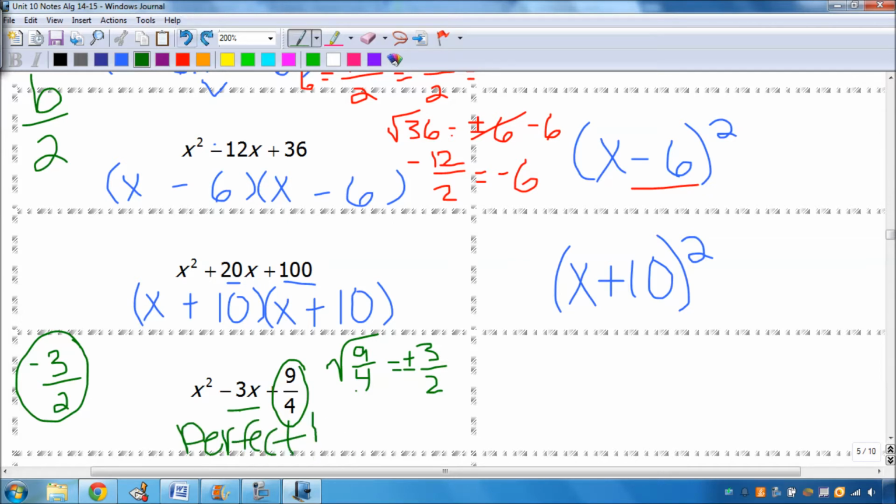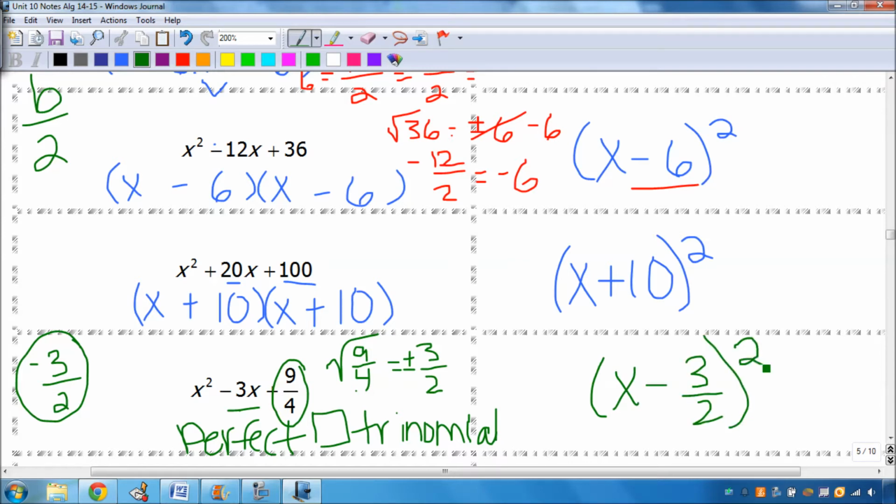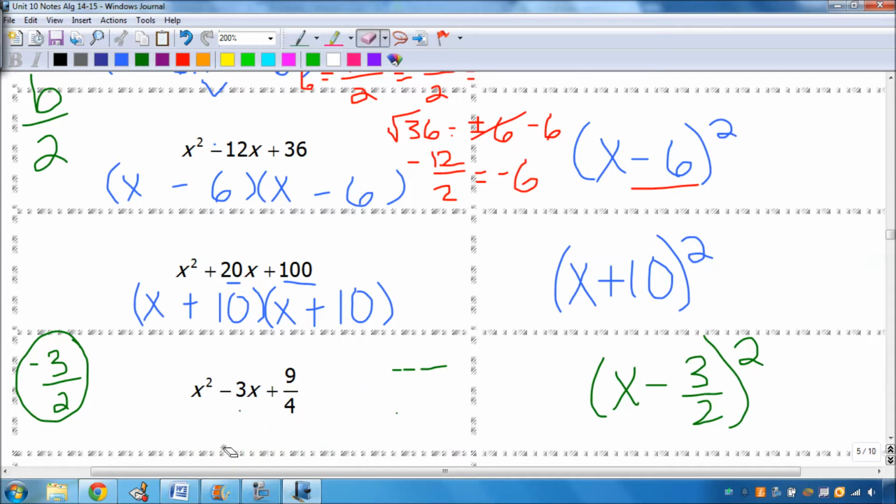It's a perfect square trinomial, so it works, which means that when I factor it, I'll end up getting x minus 3 over 2 quantity squared. Okay, let's just double check to make sure that it works. So I'm going to take x minus 3 over 2, and then multiply it by x minus 3 over 2.